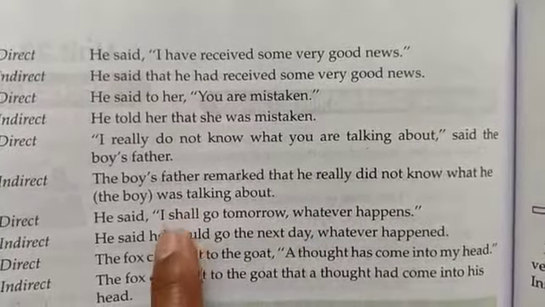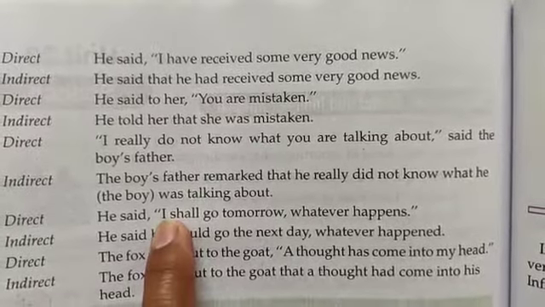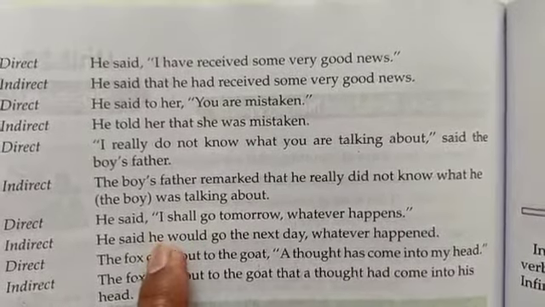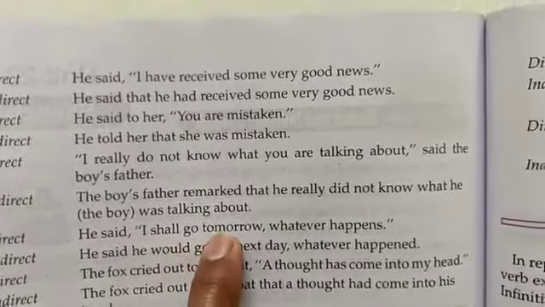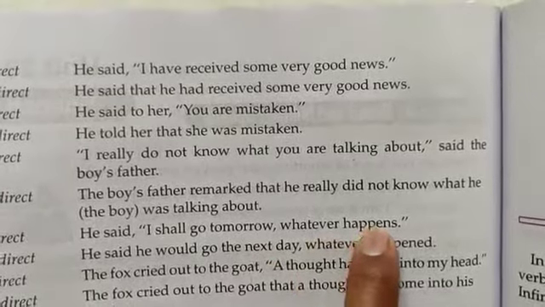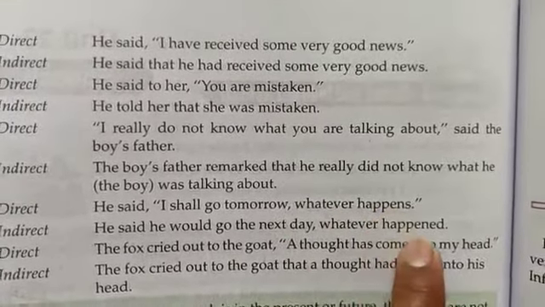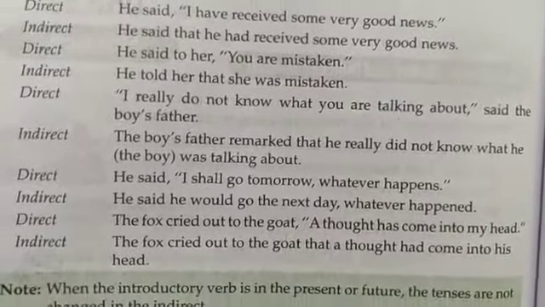Shall becomes would. I becomes he. I, pronoun in the first person, is changed to he, in the third person. Shall is changed to would. Tomorrow is changed to the next day. Whatever happens. Happens is in the present tense, so it becomes happened in the past tense.